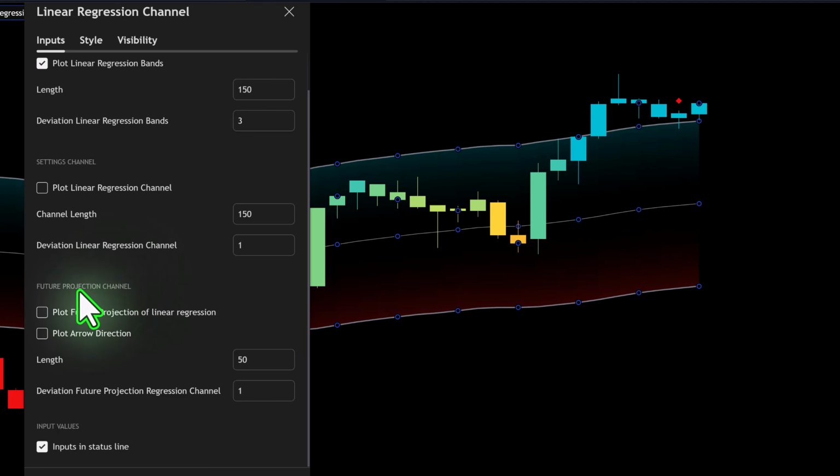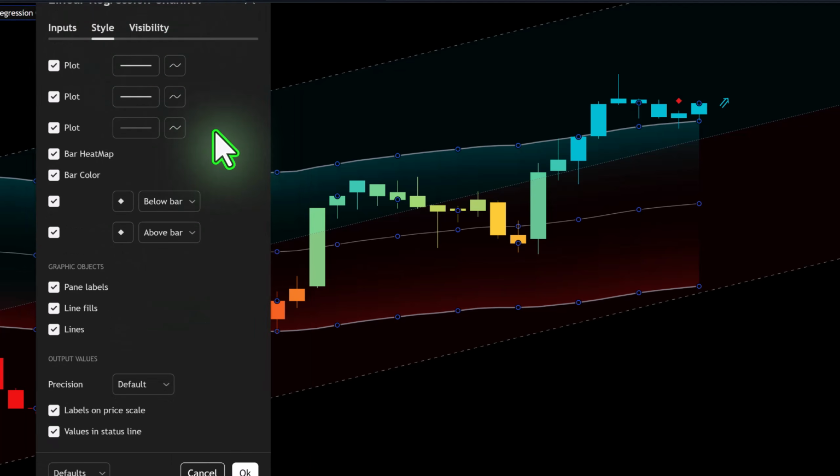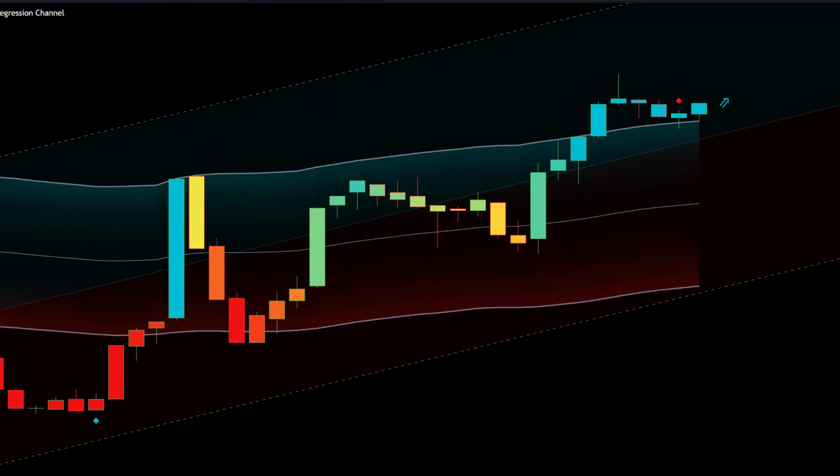Then we've got the Future Projection channel section. Both options, Plot Future Projection and Plot Arrow Directions, are unchecked at first. But if you want to see forecast lines and projected arrows, this is where you turn them on. These two come with their own length and deviation settings, so you can fine-tune how far and how bold those projections are. And if you're someone who likes a personalized chart setup, head over to the Style tab. You'll find plenty of visual toggles here, from adjusting plot lines and band fills to turning on or off bar heat maps, diamond signals, labels, and more. Once you've customized it to your liking, just click OK, and you're good to go.